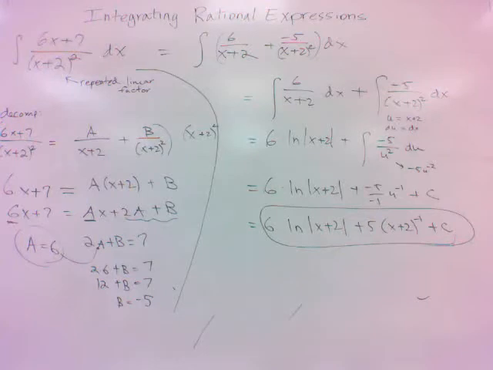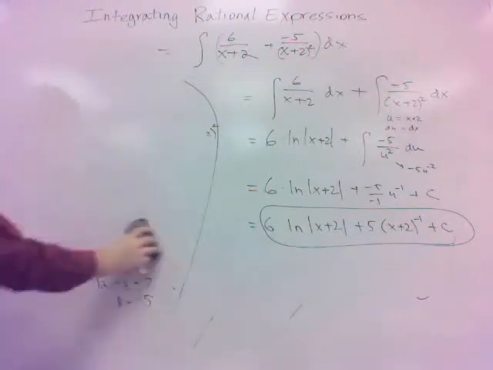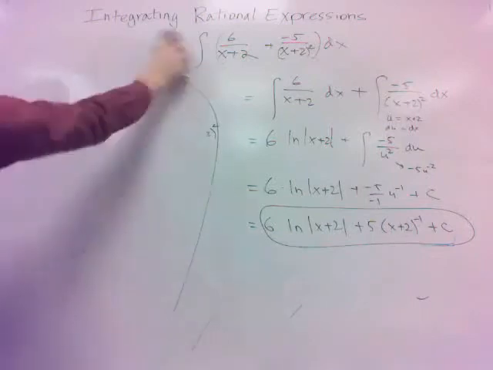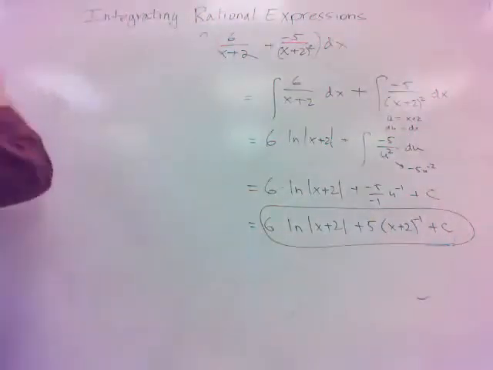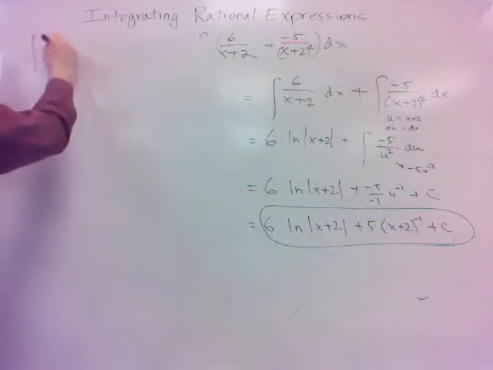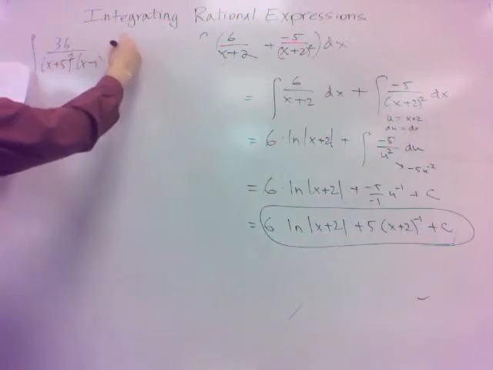Okay? All right. So these aren't too bad. So let's take another step here. All right, the integral of 36 over (x plus 5) squared times (x minus 1) dx.